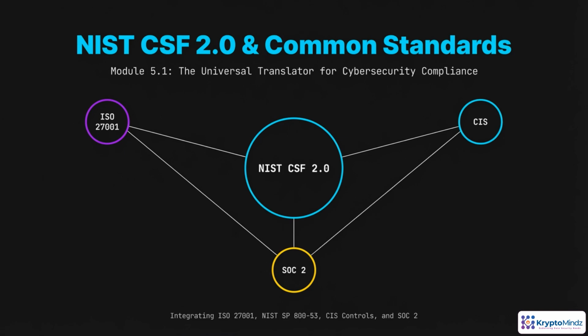Most organizations juggle multiple frameworks: ISO 27001, NIST 800-53, CIS Controls, SOC 2. In this module, you'll see how NIST CSF 2.0 acts as a kind of universal translator, letting you align these standards, reuse evidence, and simplify cybersecurity compliance.